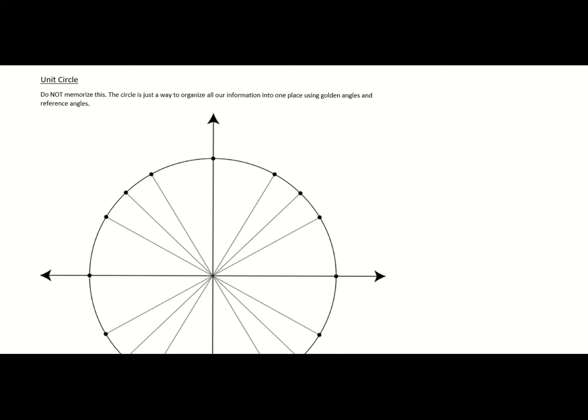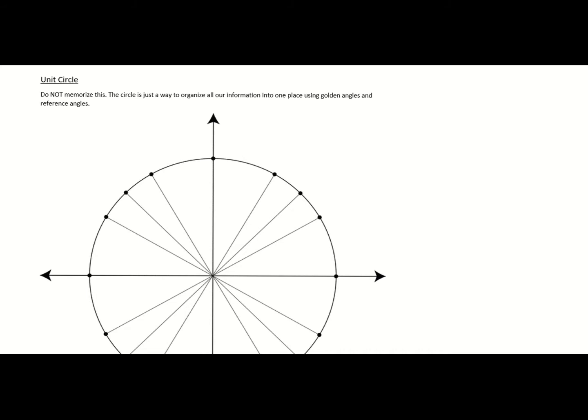We're going to take a look at the unit circle and how it's going to organize for us what we already know about some of the angles that we use in trig, which I like to call the golden angles, and how it allows us to organize all this data and figure out some more information about other angles that are connected to these.